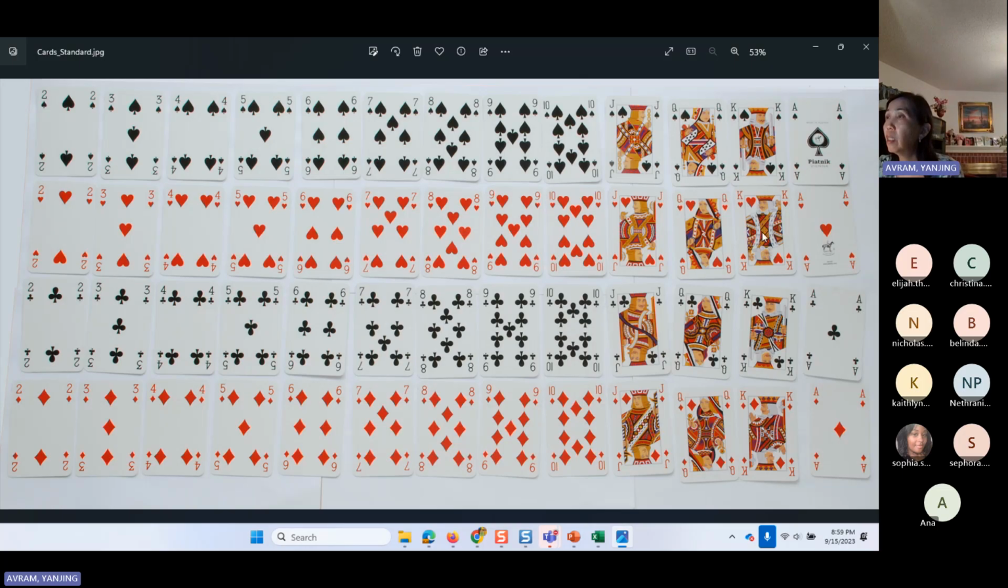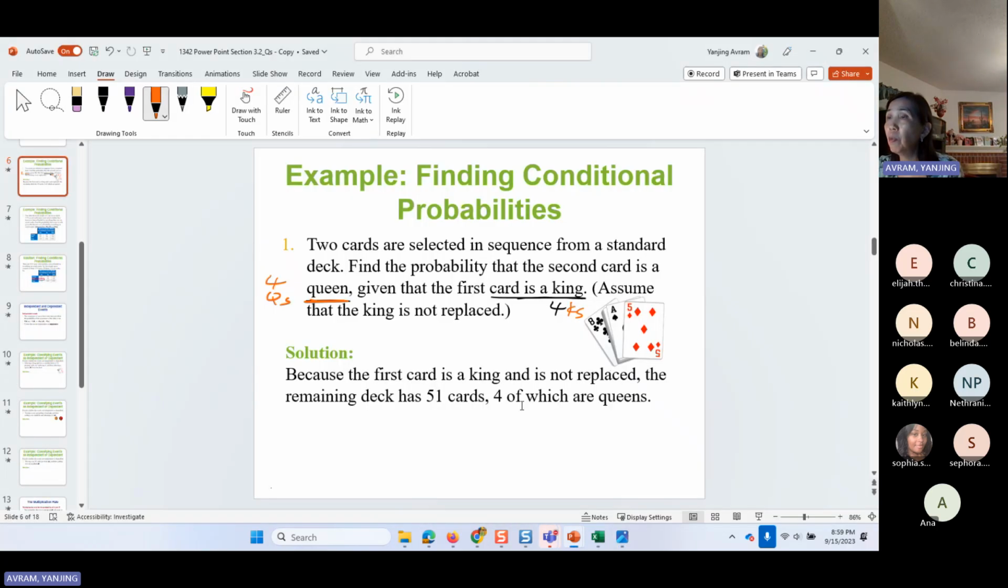But this is a conditional probability. The condition is given that a king is already taken out. That means how many cards are still there? The king is out, so only 51 are left. I still have 4 queens, so it's 4 out of 51. That's the probability of finding a queen given a king is already out, because 1 card is already out, not replaced. You only have 51 total, and 4 of them are queens. So that's 4 out of 51.